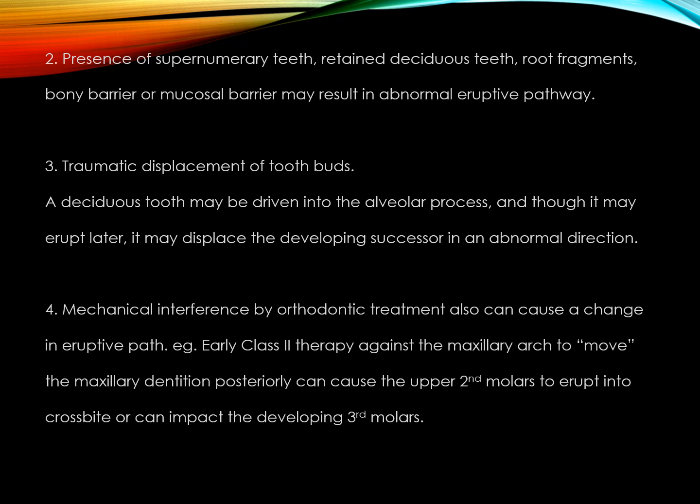Here, a deciduous tooth may be driven into the alveolar process, and it may displace the developing successor in an abnormal direction. And mechanical interference by orthodontic treatment can also cause a change in eruptive path. That is, if there is early class 2 therapy against the maxillary arch to move the maxillary dentition posteriorly, it can also cause the upper second molars to erupt into crossbite or can impact the developing third molar.